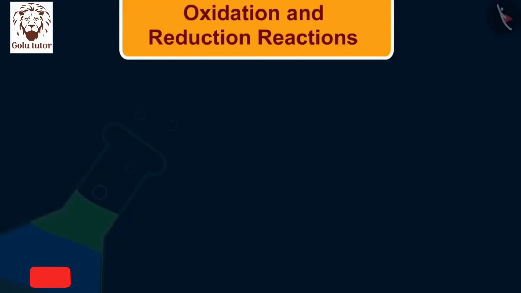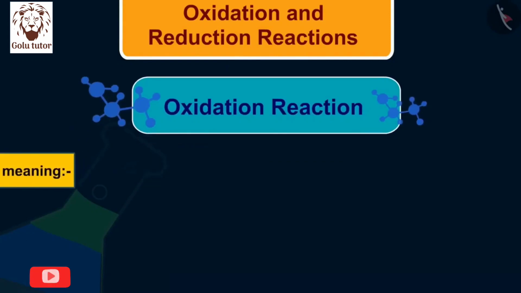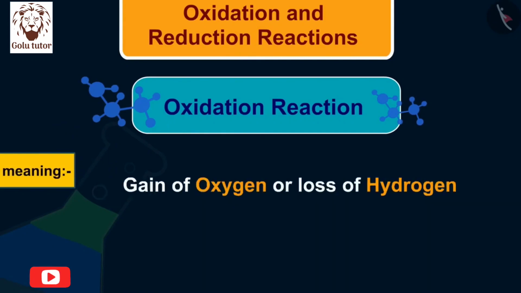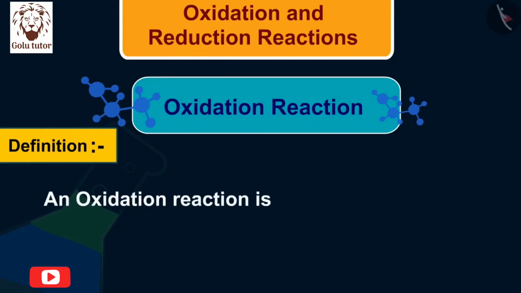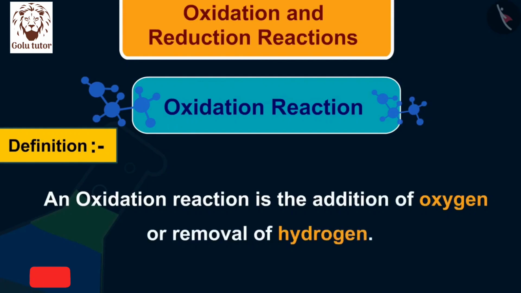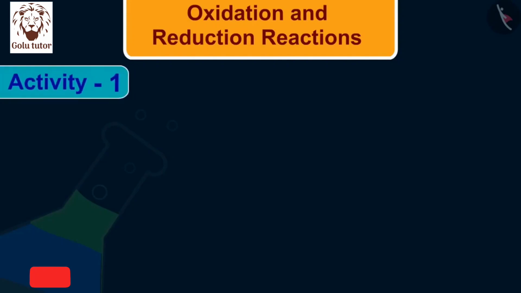Let us now begin with our topic, which is oxidation reaction. The word oxidation tells us that it means gain of oxygen or loss of hydrogen. So how do we define oxidation reactions? An oxidation reaction is the addition of oxygen or removal of hydrogen. Let's understand this with the help of an activity.